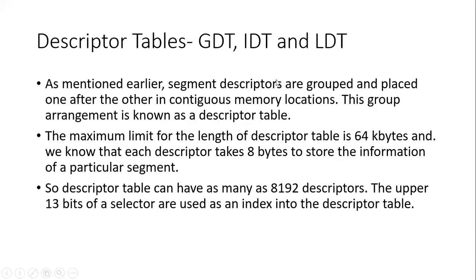To summarize these points in short, a descriptor table consists of a group of segment descriptors, and segment descriptors together form a descriptor table. The descriptor always takes 8 bytes, because it stores 8 bytes of information. The maximum limit for a descriptor table is 64 KB, and so 8192 descriptors can be stored. The upper 13 bits of a selector are used as an index, and we multiply the index by 8 in order to reach the 8-byte descriptor.